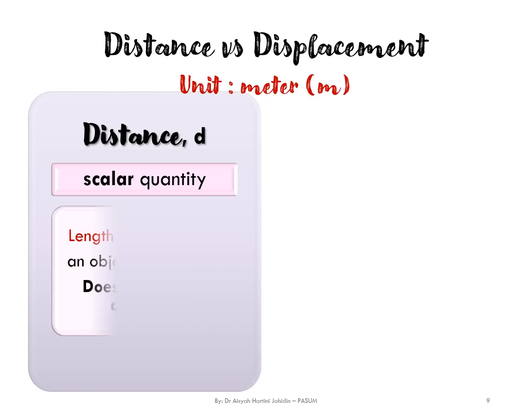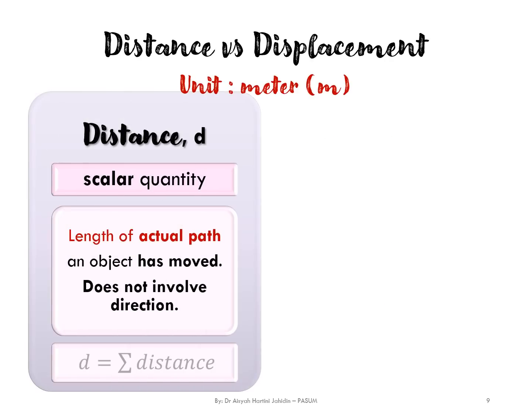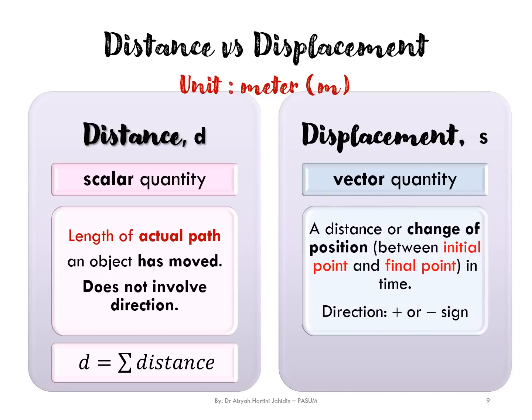This is the difference between distance and displacement. Distance is a scalar quantity and it refers to the length of the actual path an object has moved, whereas displacement is a vector quantity. So we must write the value with a positive or negative sign. Displacement is the change of position between the initial point and the final point.